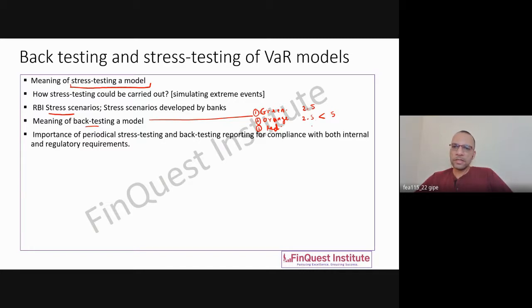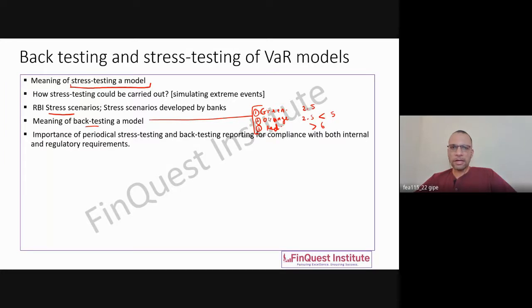Now, if the number of breaches increases, let's say 5 or 6, then in this case what a regulator would say is you get your model reviewed, maybe by an independent third party, so that they will give a fresh look to the model. And if the third party finds a considerable amount of mistakes or shortcomings in the model, what we would advise is you go in for a complete revamp of the model. So that is something which can be advised by the regulator. So generally, your backtesting performance will be classified into these three zones, and based on that, a certain action might be recommended by the regulator.